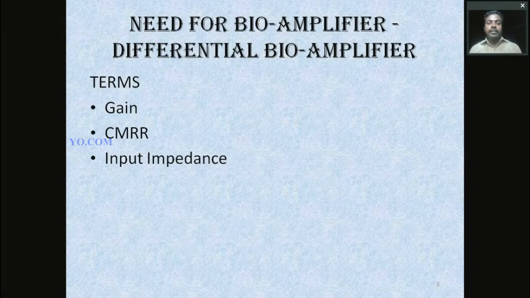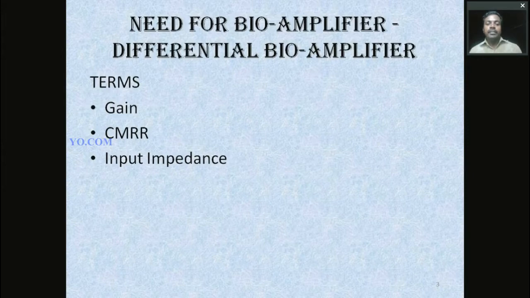The second one is CMRR, which means common mode rejection ratio. What is common mode rejection ratio? In a differential amplifier, we have two inputs. If the two inputs are the same, then the output should be 0. That is the theory. The output of the differential amplifier is the difference of the two inputs. If the two inputs are the same, the difference is 0, so the output should be 0. In some practical applications, this output is not equal to 0; we have some voltage.